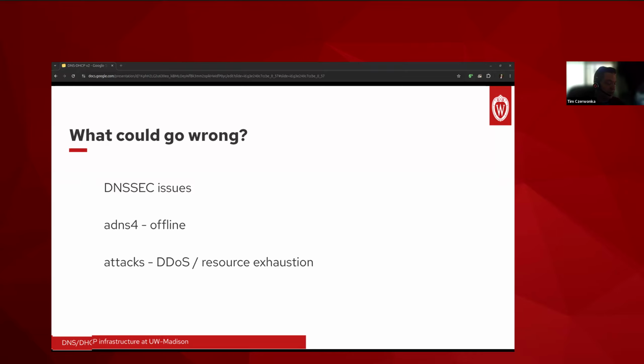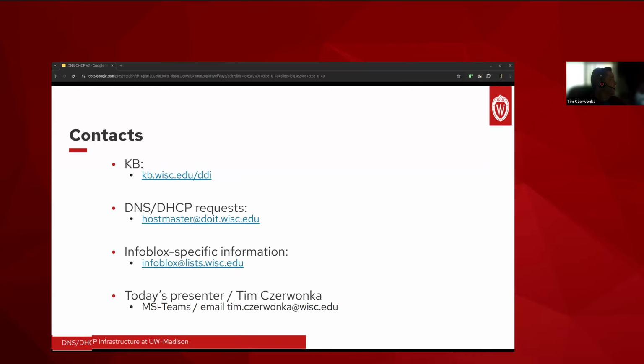I might know how all this works at 10 a.m. on a Tuesday, but wow, if the NOC calls me in the middle of the night, I sure hope I can rely on the documentation that I wrote when I was a smart guy, because it won't be in the middle of the night. Contacts.